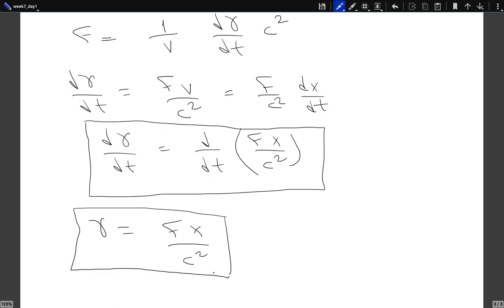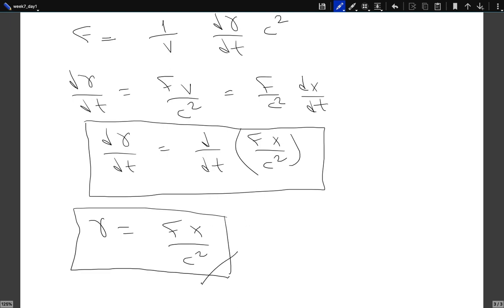Now let's see. Let's say we start from x equal to 0. So the force is in the positive x direction, so it keeps accelerating. It moves in the positive x direction all the time. When x approaches infinity, gamma approaches infinity, that is v approaches c. Only when my particle goes up to infinity does my speed actually approach c at a constant force.